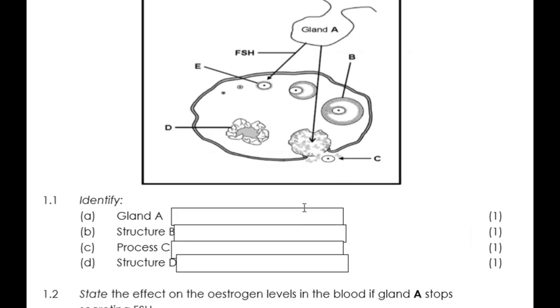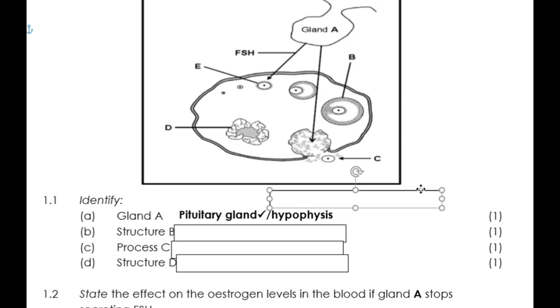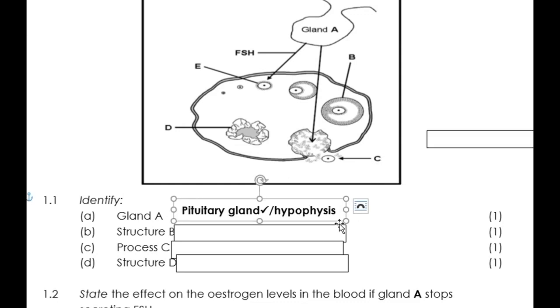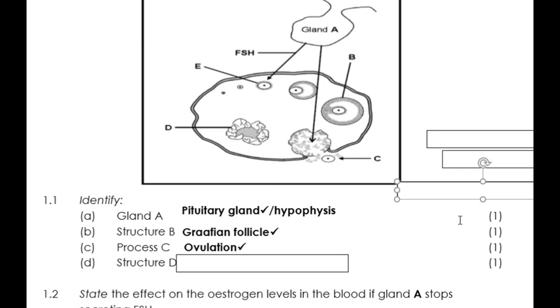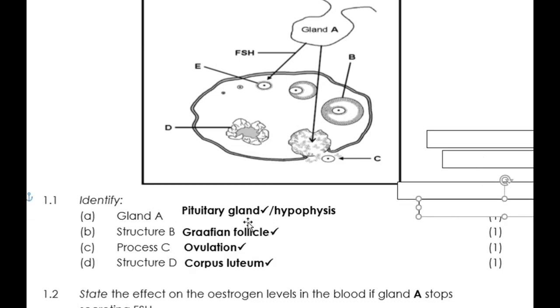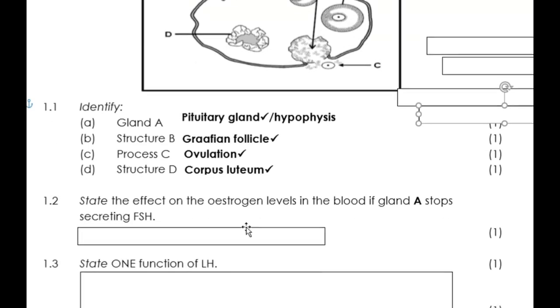1.1, gland A is the pituitary gland. And structure B, it's a Graafian follicle. And process C, it's ovulation. And structure D, it's the corpus luteum. Fantastic. Ovulation. And then structure D is the corpus luteum. Fantastic. Okay, so there's the answers. Well done.